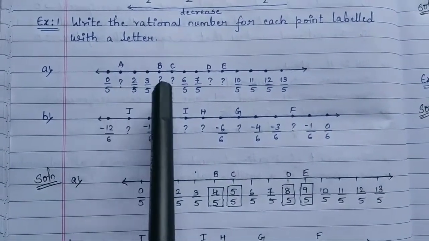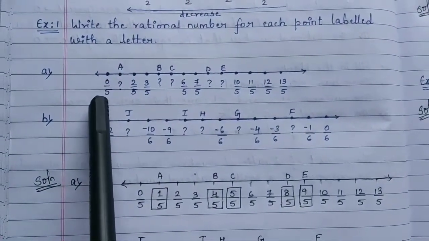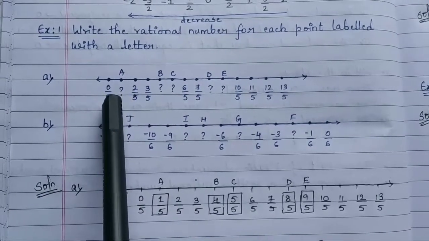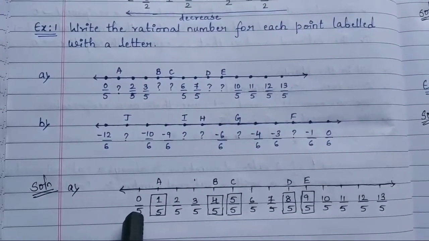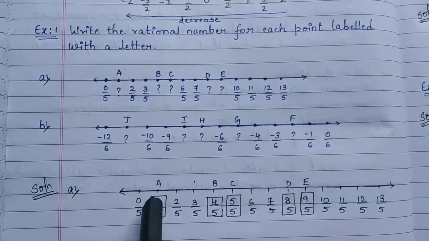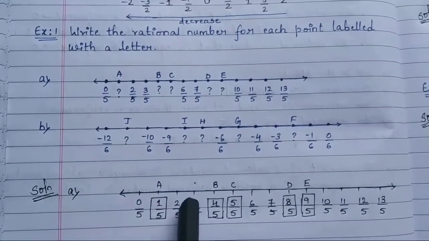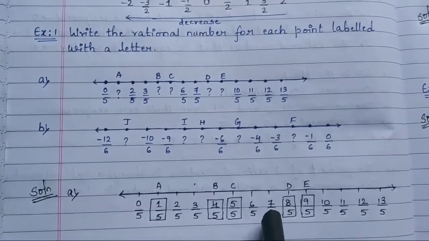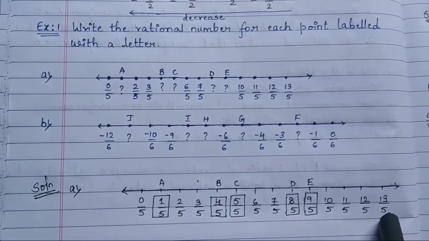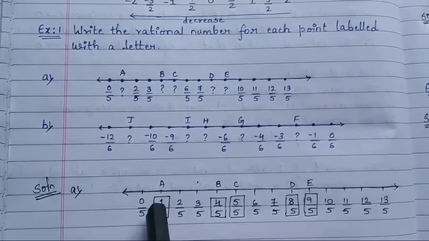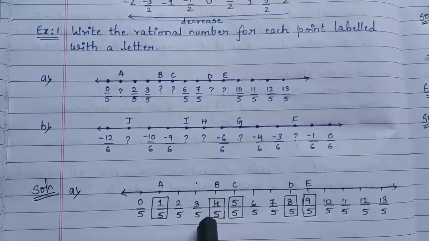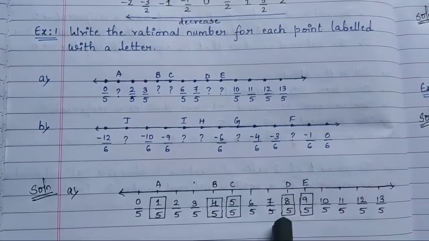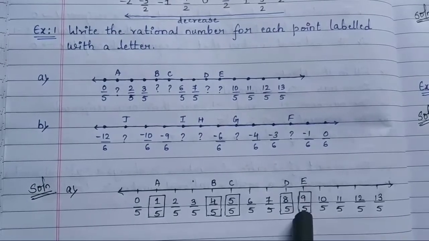Here you can see the space, this is 0 by 5. In between 0 by 5 and 2 by 5 there is one space left. So we can write 0 by 5, and after 0 by 5 we can write 1 by 5. Similarly 2 by 5, 3 by 5, 4 by 5, 5 by 5, 6 by 5, 7 by 5 and the numbers will continue. So A stands for 1 by 5, B stands for 4 by 5, C stands for 5 by 5, D is for 8 by 5 and E is for 9 by 5.